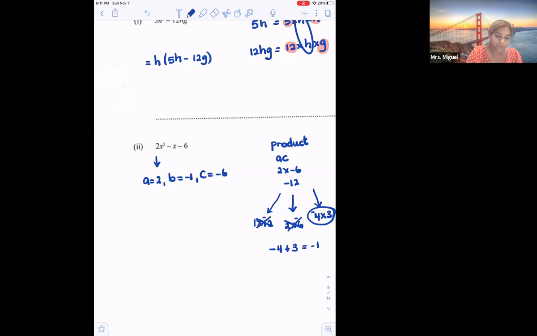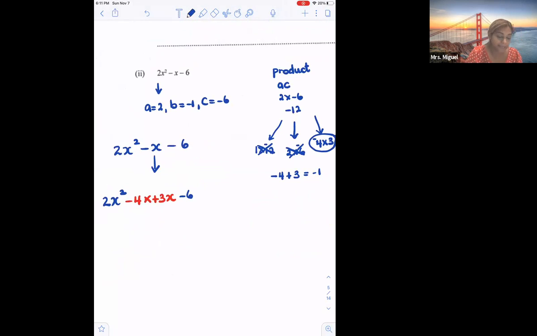So the next thing I have to do, I have to take my 2x squared minus x minus 6. I am going to replace this term with two terms. And the terms that I'm going to replace it with is -4x plus 3x. Why did I do that? Because I need to pair each term to find the common factor. Negative 1x is equal to negative 4x plus 3x. These two terms have a factor and these two terms have a factor.